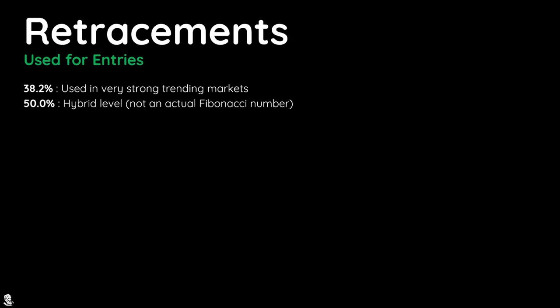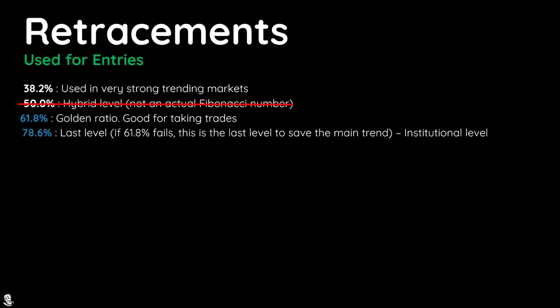The 50% is also known as a hybrid level and is not an actual Fibonacci number. We personally stay away from it and don't trade it. The 61.8% is the golden ratio. It's a good level for taking trades.